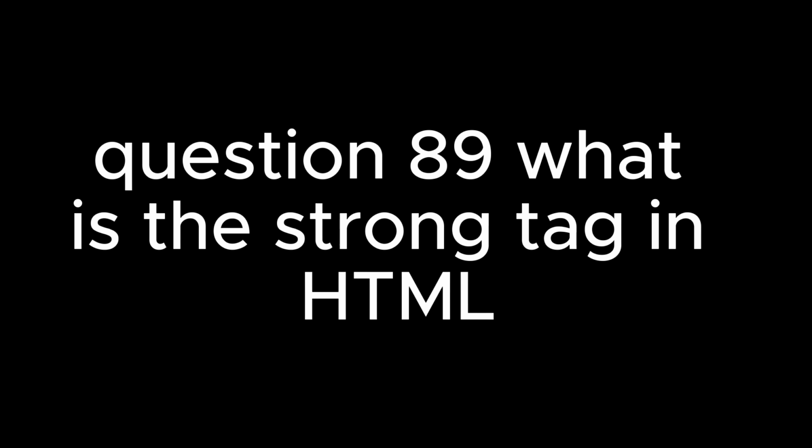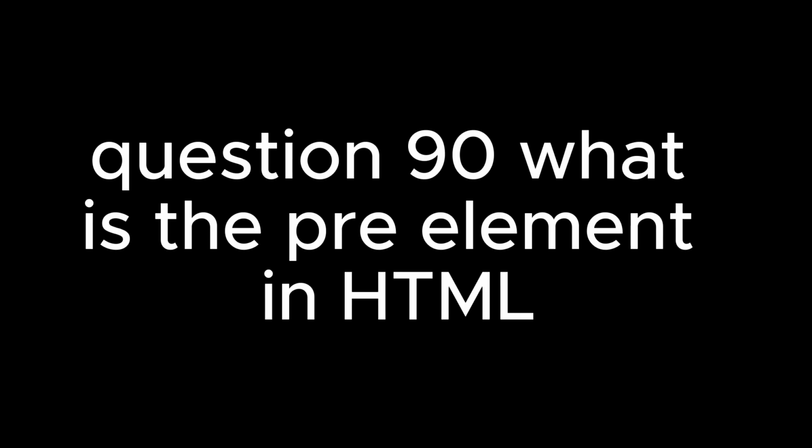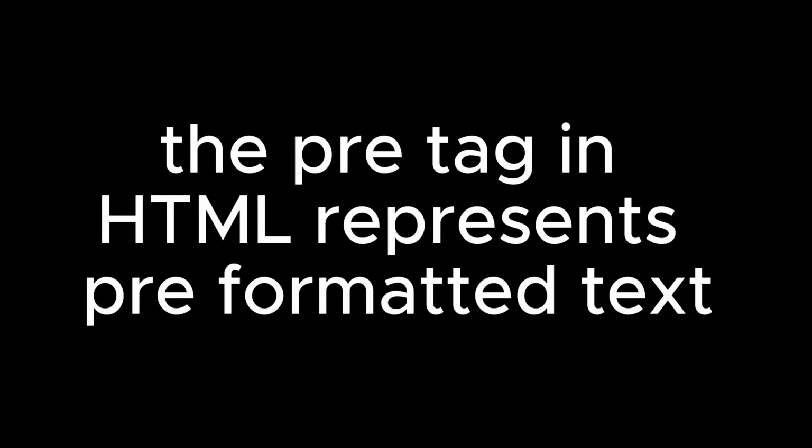Question 89. What is the strong tag in HTML? Answer. The strong tag is used to define text with strong importance. The content is typically displayed in bold. Question 90. What is the pre element in HTML? Answer. The pre tag in HTML represents preformatted text. Text within this element is typically displayed in a non-proportional font exactly as it is laid out in the file.